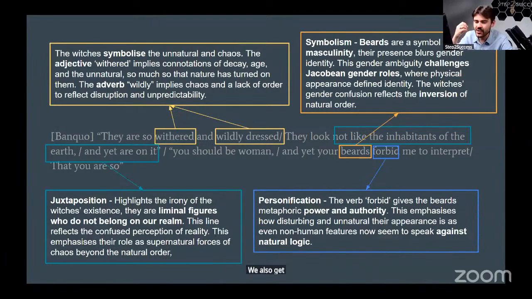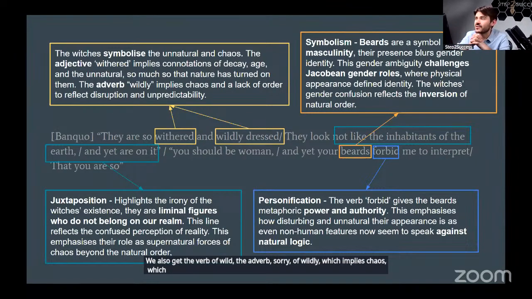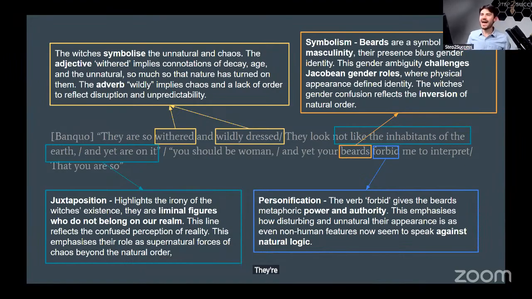We also get the adverb of "wildly," which implies chaos, which almost foreshadows or tells the audience that they're going to be evil forces of chaos. They're going to bring disorder. They're going to corrupt our main protagonist.